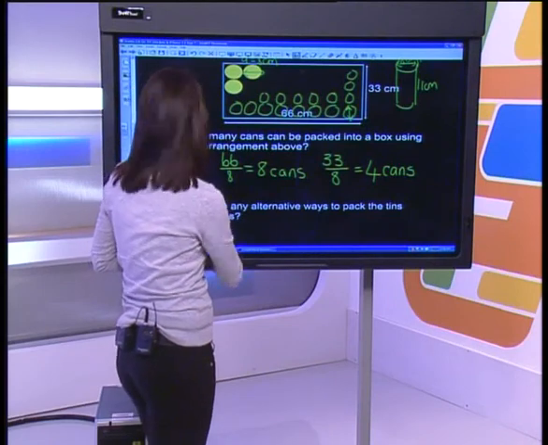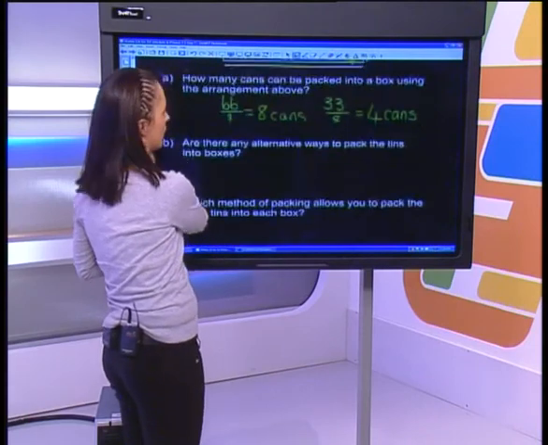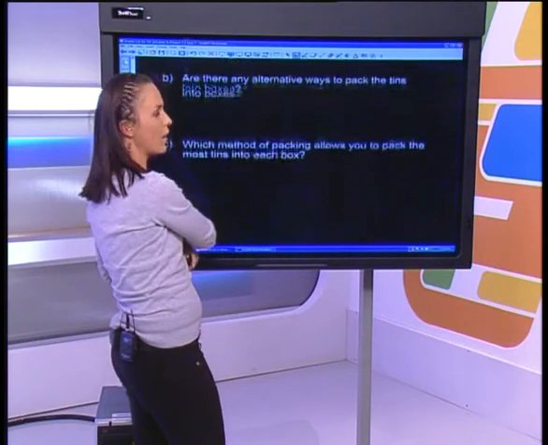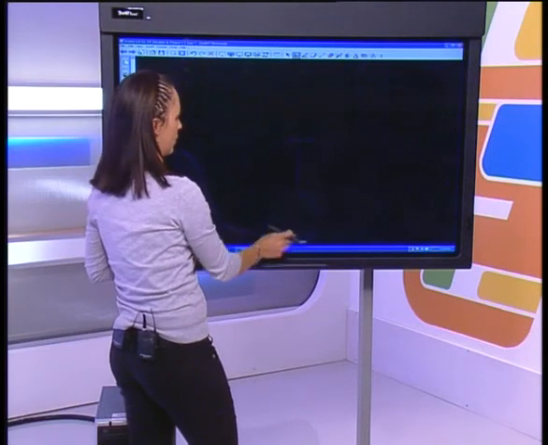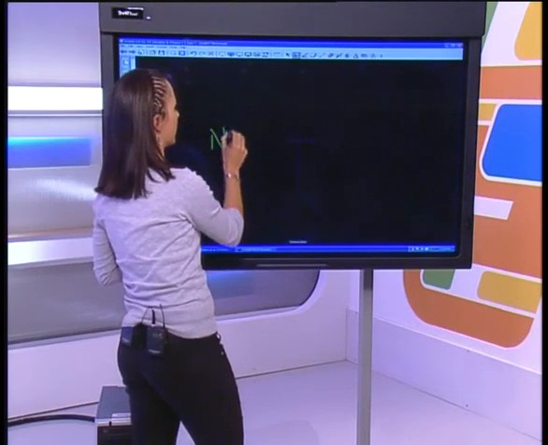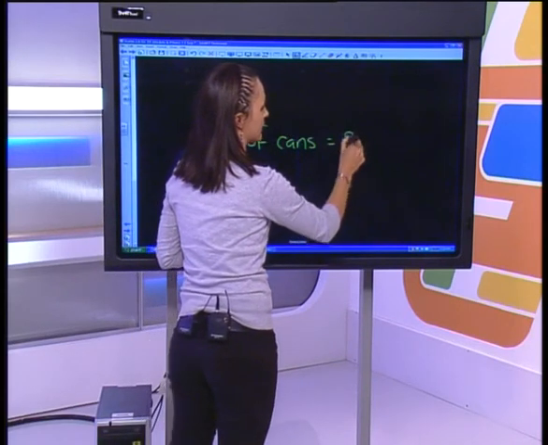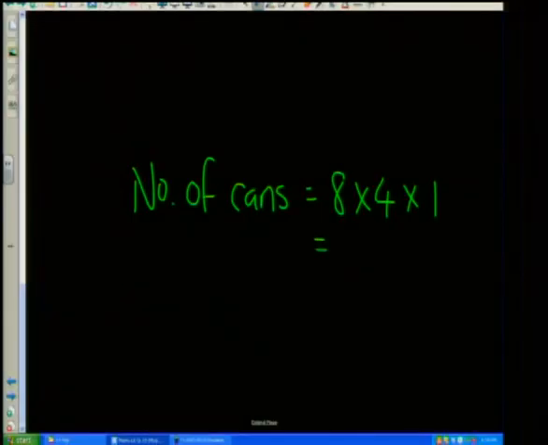All right? So, okay, I'm going to jump down to the bottom. So we said 8 cans across the length, 4 cans across the breadth, and 1 layer deep, which means that the number of cans that we're working with is going to be 8 by 4 by 1. And on your calculators, or if you just know your times tables, 8 multiplied by 4 gives us 32, and 32 multiplied by 1 is going to give us 32 cans.